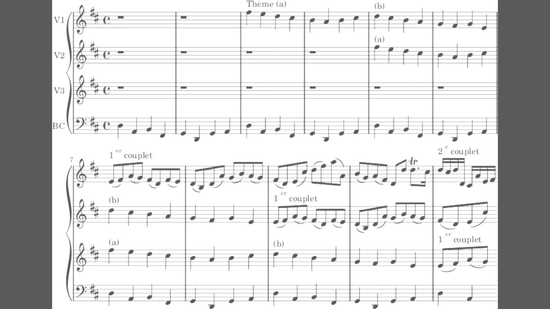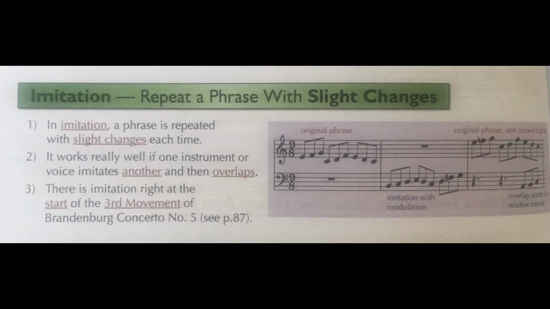And finally, imitation. So imitation is one that you need to be careful with because it has 2 meanings, really. Imitation means you imitate, and I'm sure you all know that word. So it means it's very similar to a repetition, but it's not exact. And there are 2 different ways it is not exact. Firstly, you can write something that is imitative by changing it slightly. So you repeat a motif, you repeat a short melody, but you change it ever so slightly.